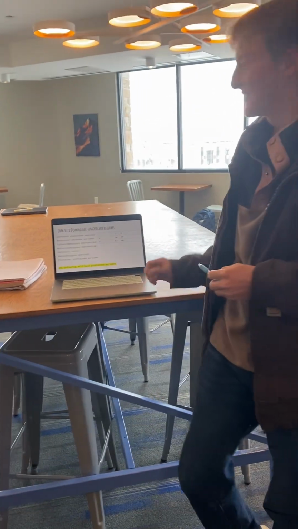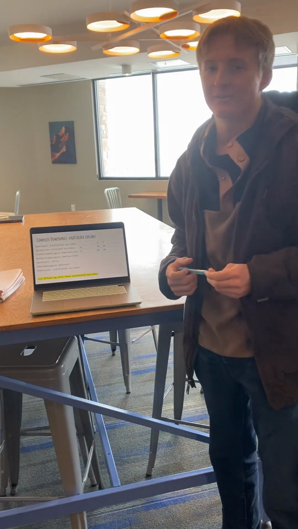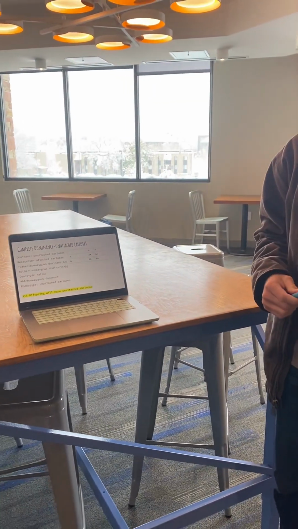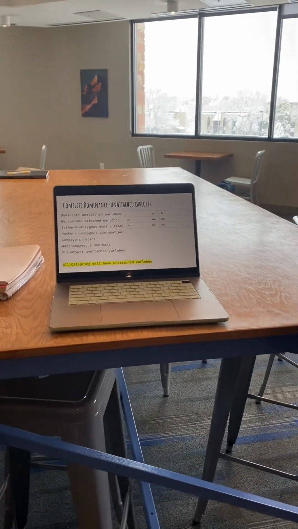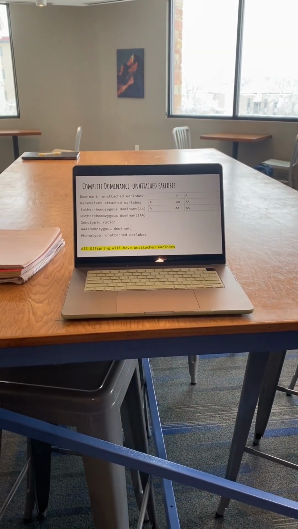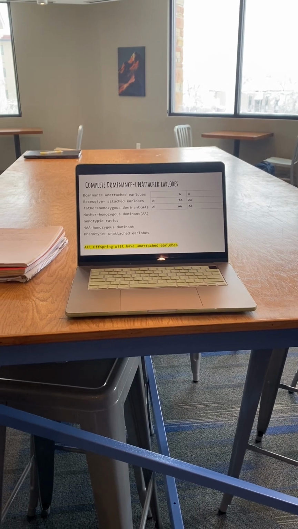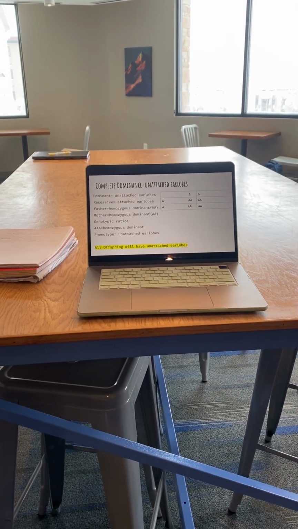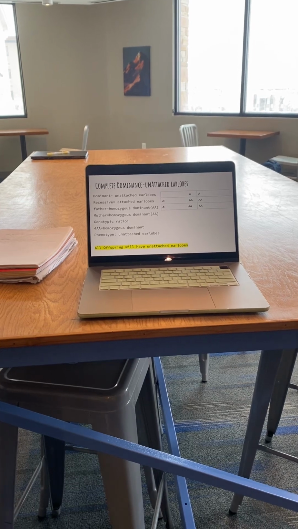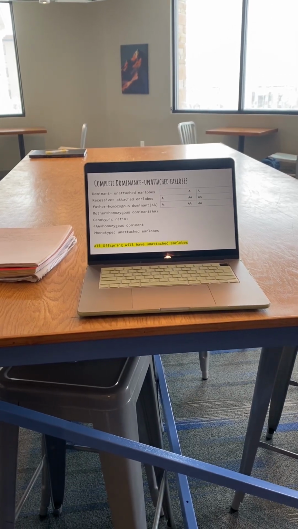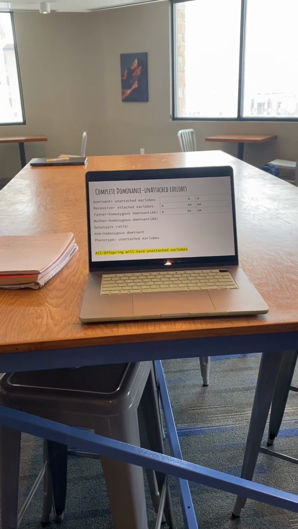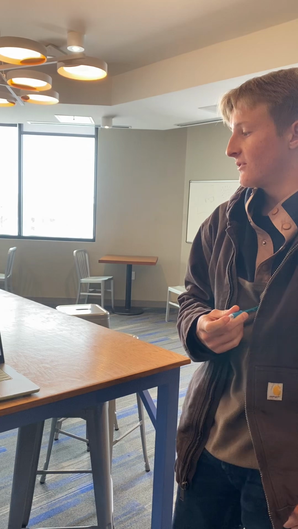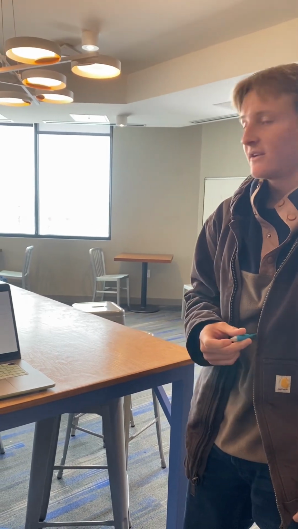So now we're into complete dominance for unattached earlobes. The dominant in this would be unattached earlobes, while the recessive would be attached earlobes. So the father is homozygous dominant and the mother is homozygous dominant, as you can see here in the Punnett square. So the genotypic ratio would be 4 homozygous dominant to 0 to 0. So the phenotype would be unattached earlobes, and all offspring will have unattached earlobes.